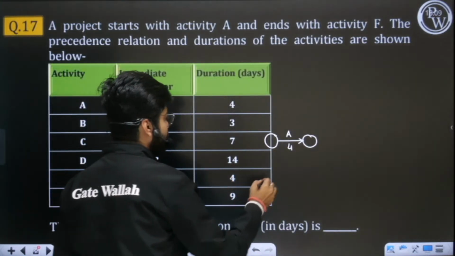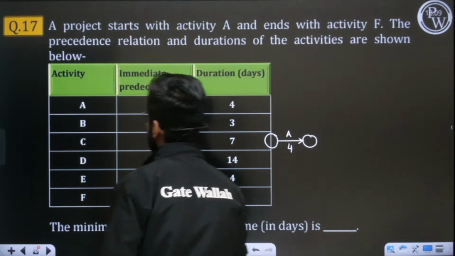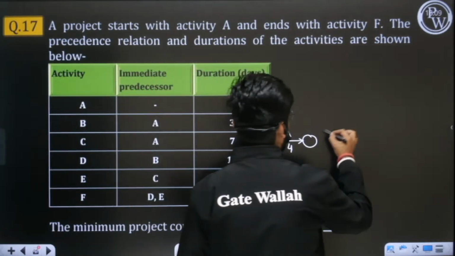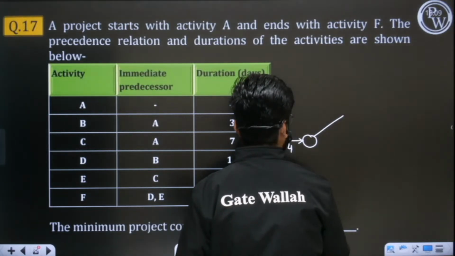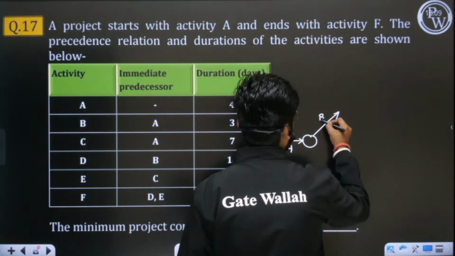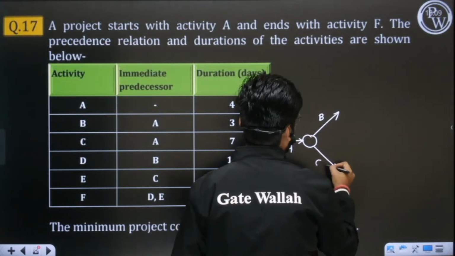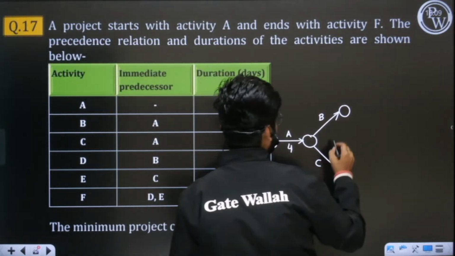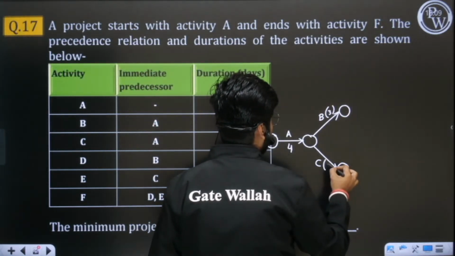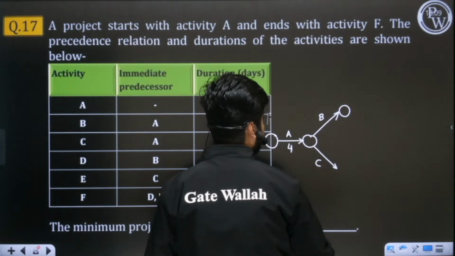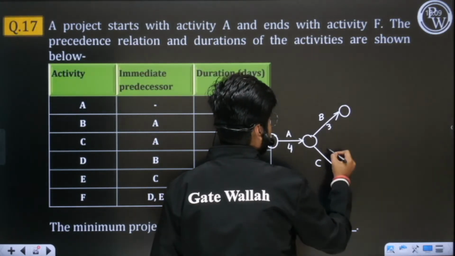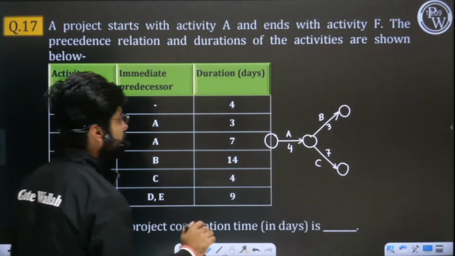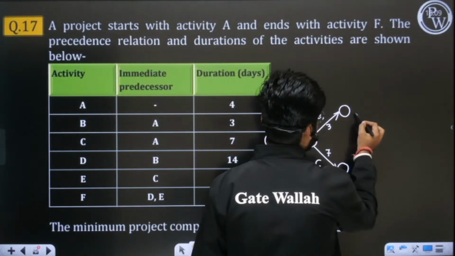Now before B and C we have A. So we have drawn this also. They are taking 3 and 7 time. This is 3, this is 7. Now before D, B is there. Before E, C is there.